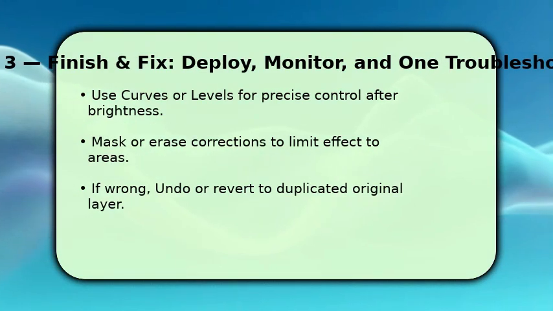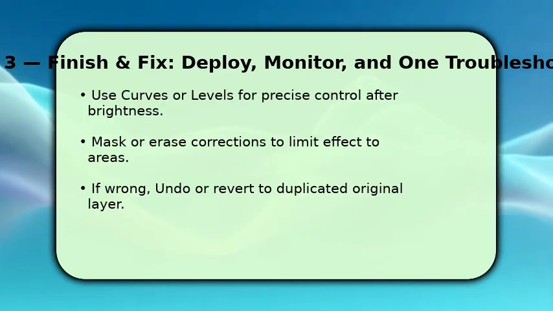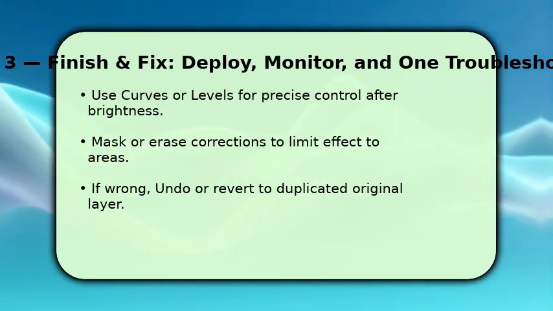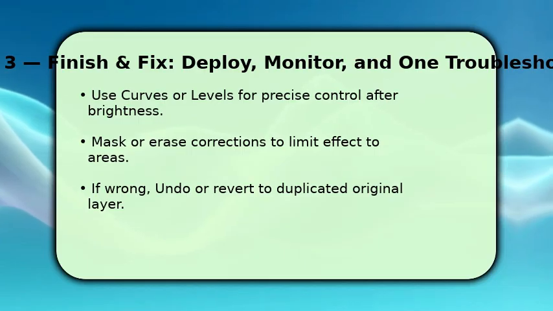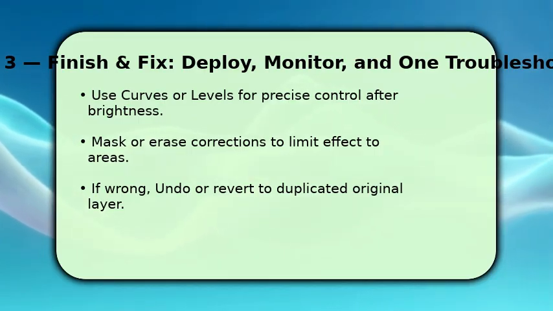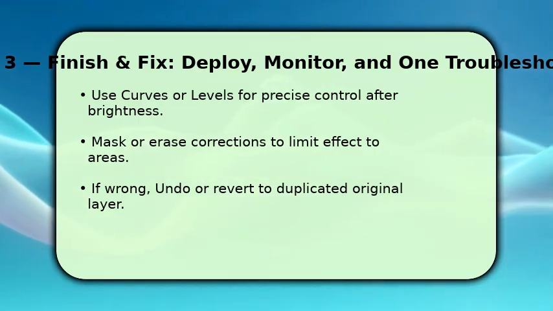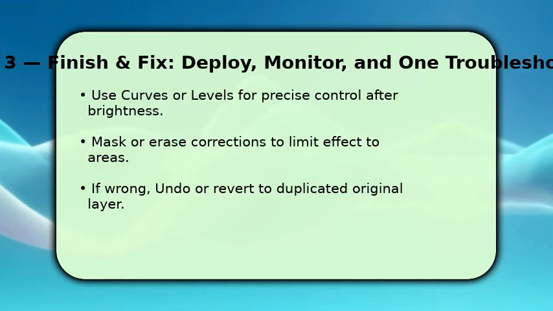Finish by refining with curves or levels. This provides targeted control over midtones, highlights, and shadows. Use a layer mask to paint the brightness effect onto specific areas. That way skin tones, skies, and backgrounds stay balanced. Make sure to toggle between blend modes and adjust opacity for subtlety.